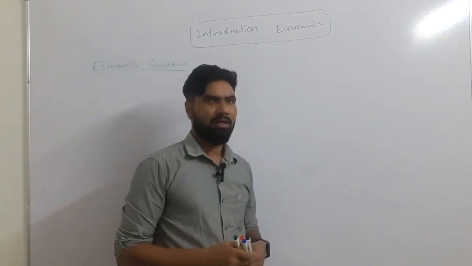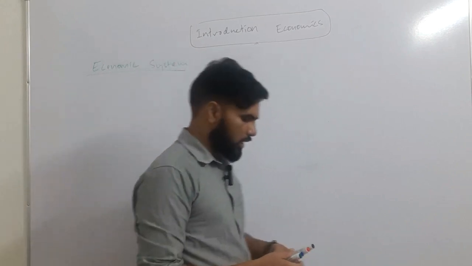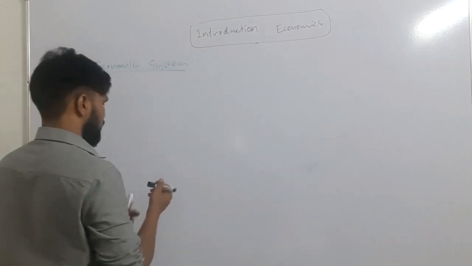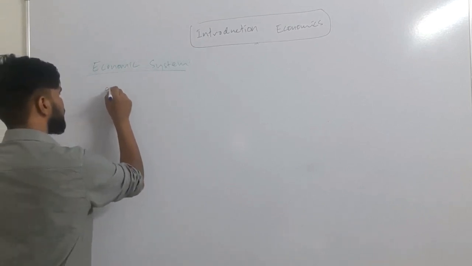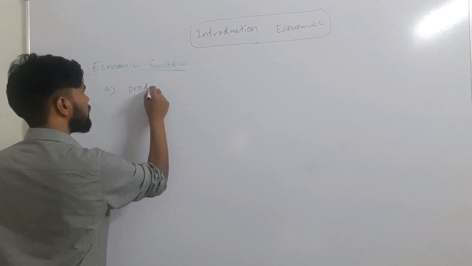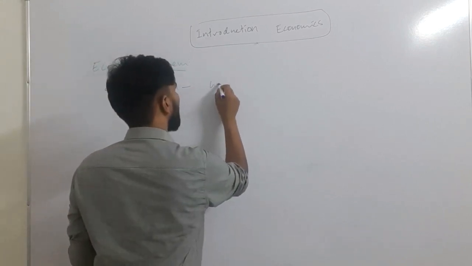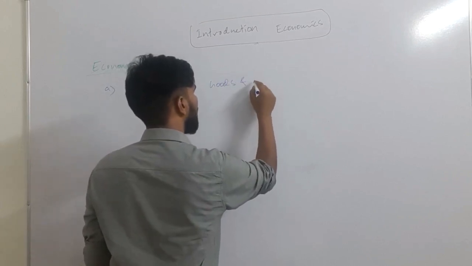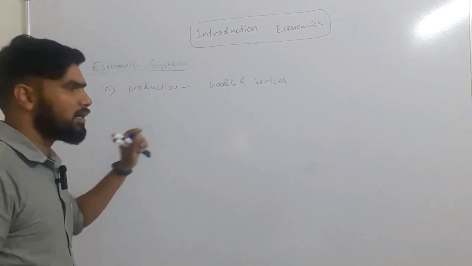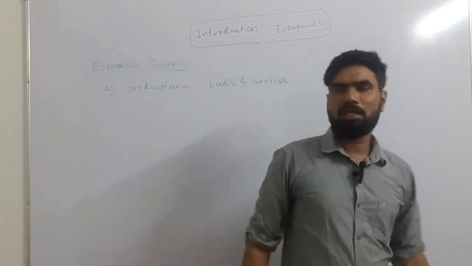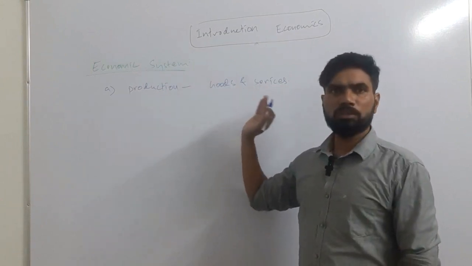In an economic system, broadly we can say it comprises three things. The first thing is production. Production of what? Production of goods and services. This is the first component, right? It's not difficult to understand, right? Production means production of nothing but goods and services.